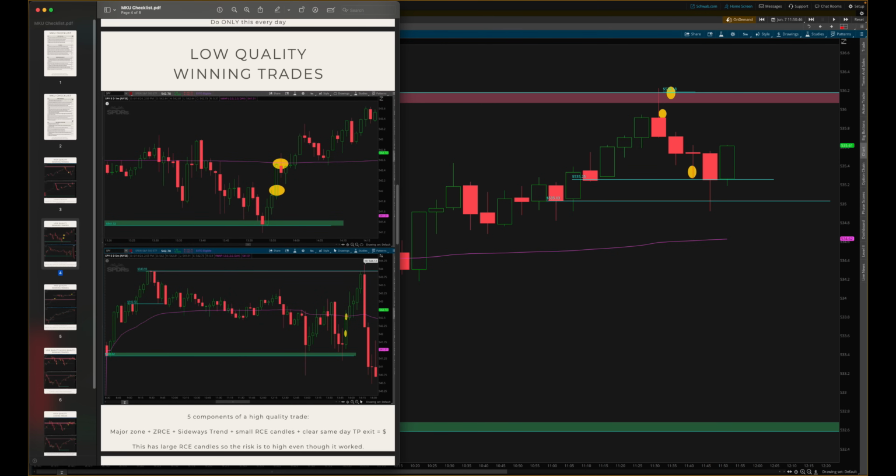5 components of this quality trade, right? This is again what we're looking for. But this has large RC candles. So the risk is too high, even though it worked in this specific example.